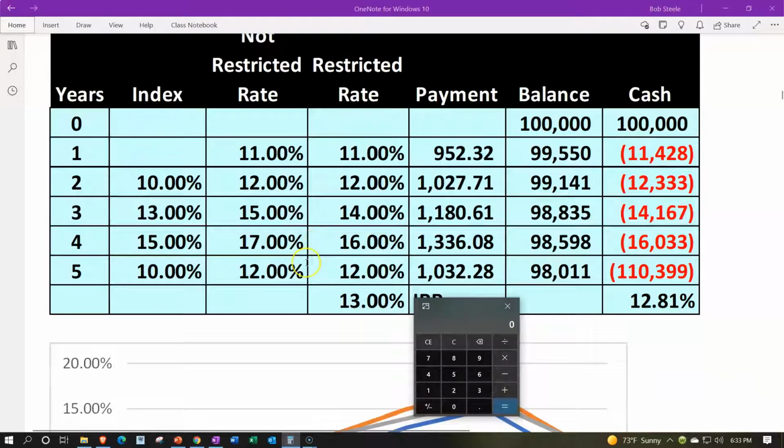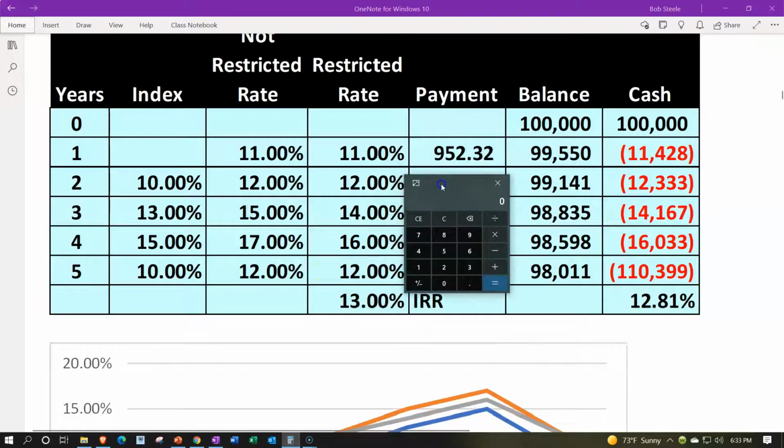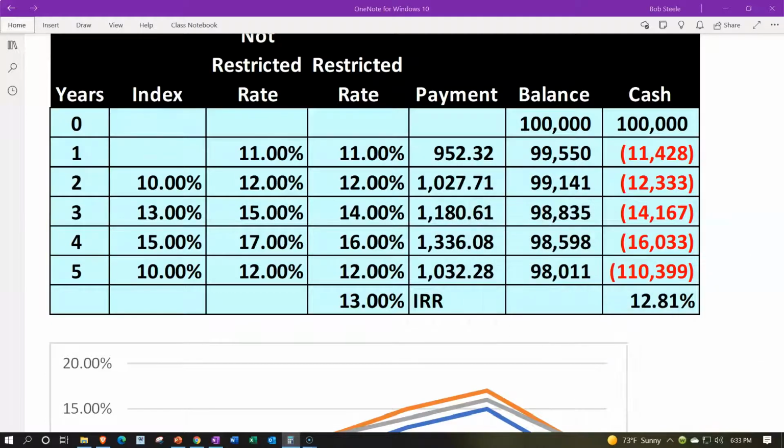Then the index goes back down to 12. And that's okay. That's not going to violate any of our caps. We can go back down even more than 2%. So we're at the 12%. These are going to be the rates that we actually will then be using to construct our information and our table. Then we can calculate our payments in a similar fashion as we saw with the prior presentations.